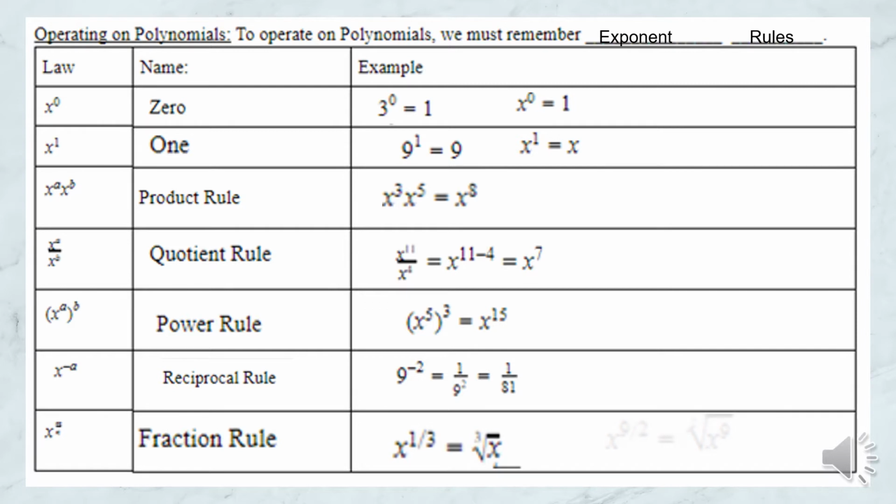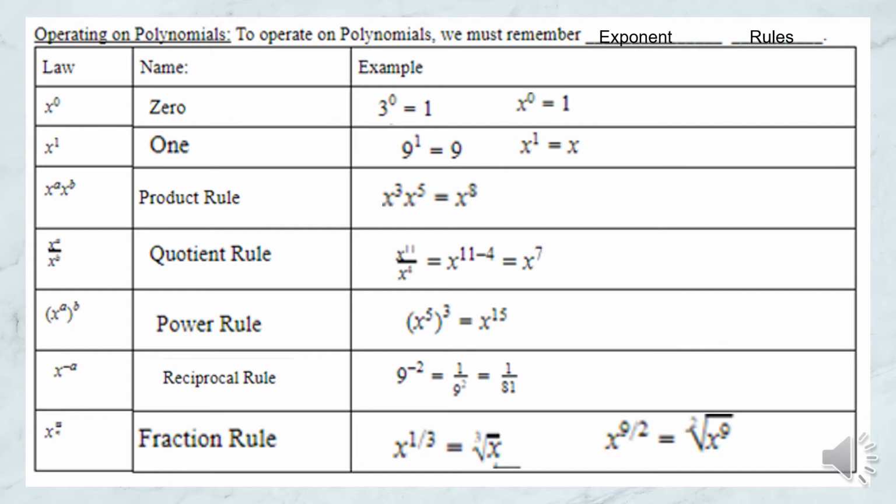Lastly is our fraction rule. If you have something with a fraction, so x to the 1/3, what you have is the cube root of x to the first. So the denominator of the fraction denotes the type of root you are taking, and the number on the numerator of the fraction tells you what power to raise your base to.